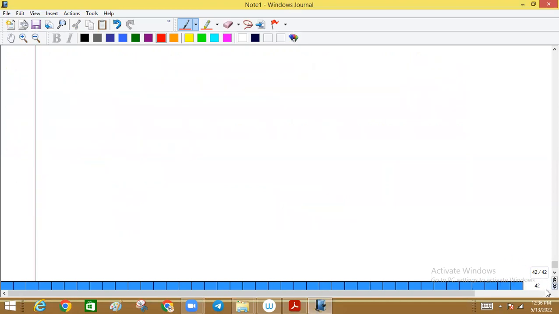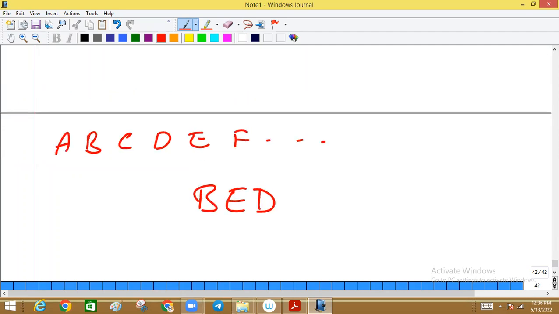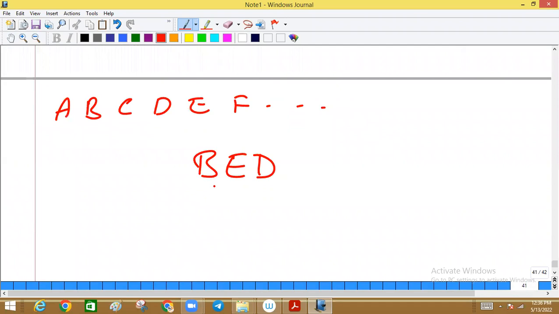For example, I will take one random word, bed, B-E-D. And what are the actual alphabets? A, B, C, D, E, F, and so on. These are the actual alphabets, and there is the word bed. What it is saying is, if you select any pair of letters in a given word, for example BE or ED or BD, anything, you select any pair of letters.